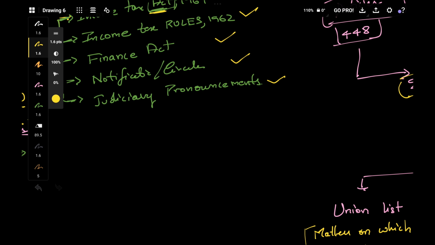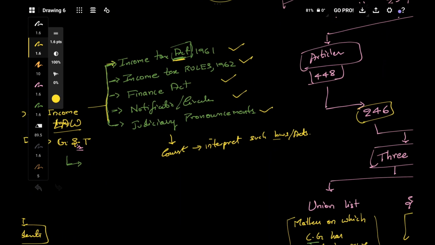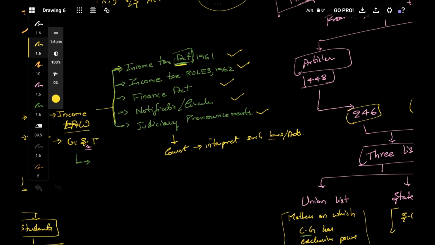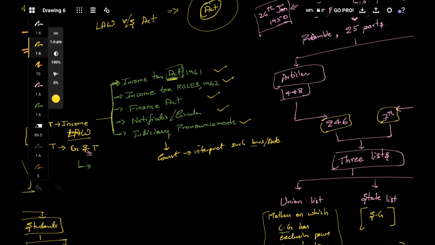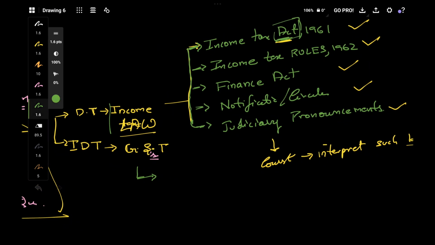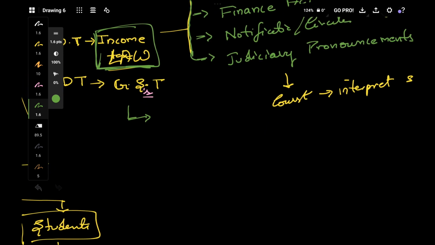So that's why courts will try to interpret such acts and laws. That's the reason why courts are there. To interpret this, you have to know the Constitution of India and all. I hope it is very much clear to you what income tax law is. Now let's move on to GST.